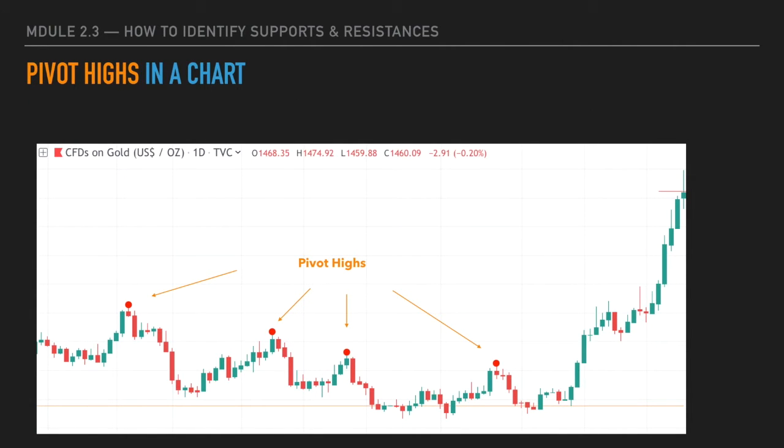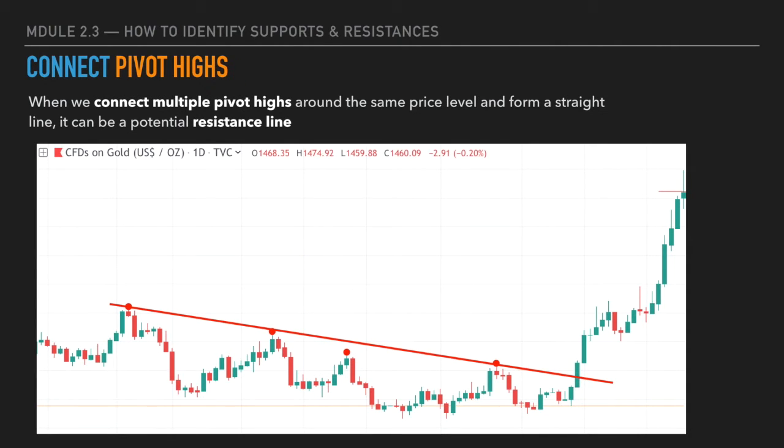This is a daily chart of the gold price. As you can see, there are 4 obvious pivot highs in this chart, so I use red dots to mark them. A little different from the previous example, in this chart the market is making lower pivot highs, or lower swing highs. Each swing high is lower than the previous one. If we connect 3 or 4 pivot highs together and form a straight line, we can notice that whenever the price approaches and hits this line, it will go back down lower. This is what we call a resistance line.